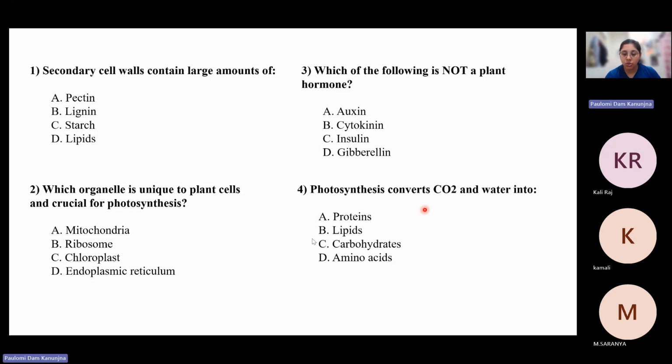Okay. So let's move to the next question set. So the secondary cell wall contains a large amount of lignin, starch, and lipid. We already know that. So lignin is the correct answer. Which organelle is for photosynthesis? Chloroplast. Now, which of these is not a plant hormone? Insulin, right? That's not a plant hormone in that perspective. And photosynthesis leads to the formation of carbohydrates.